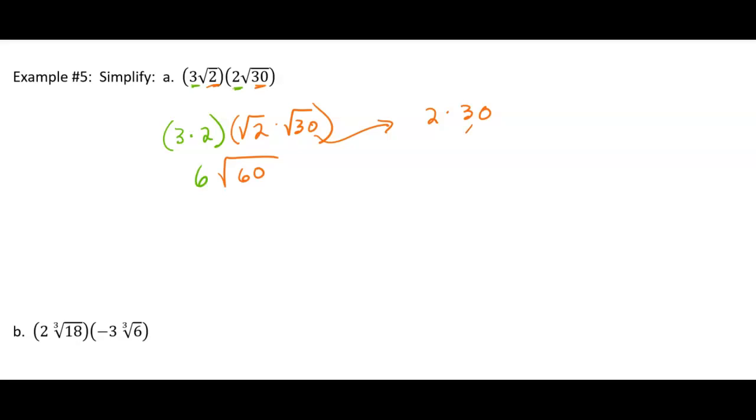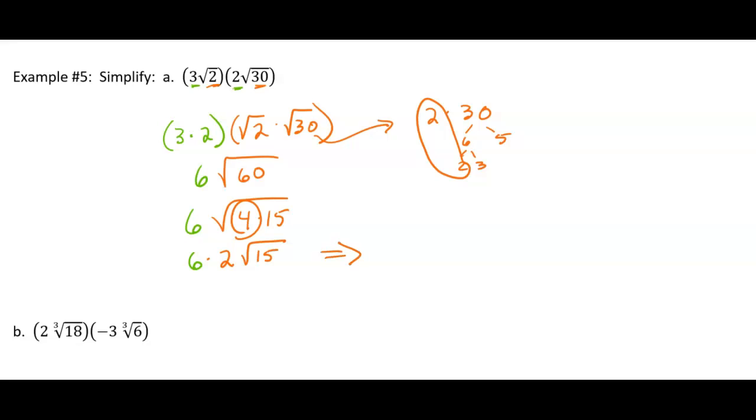So 30 is 6 times 5, and 6 is 2 times 3. So I'm going to have a 2 that's going to come out. Now, if you don't want to do it that way, at this point you could say, I have the 6 out front, and then the square root of 4 times 15, because I can take the square root of 4. Okay, so the 6 is still in the front, but now the 4 is going to come out as a 2, and then I'll have left the square root of 15. So the final answer is going to be 12 times the square root of 15. That would be the final answer.